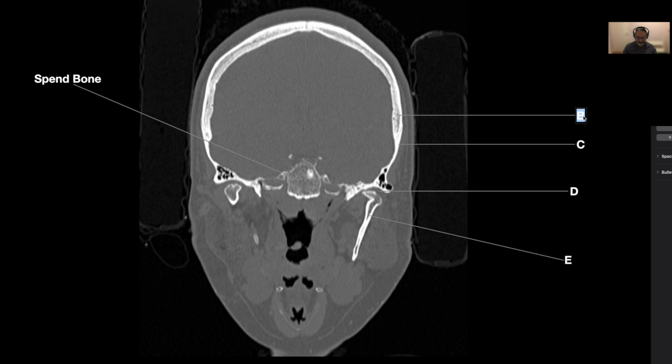Yes, B is parietal bone. Yep, B is parietal bone. C is slightly different. I'm not sure if you can see. There's a suture right here. Correct, that's temporal bone. So E is a bone and D is a joint of that bone.